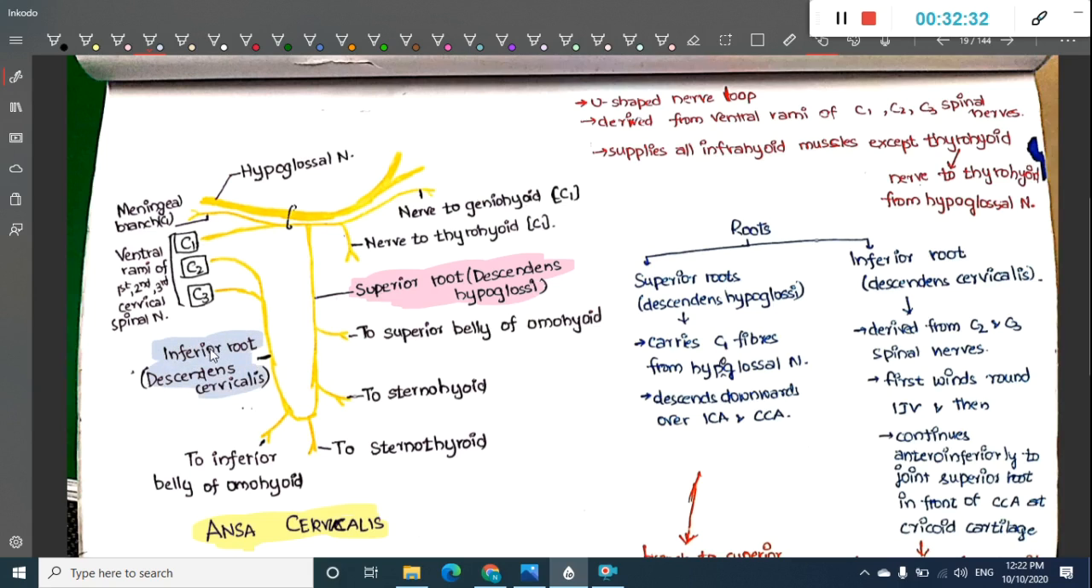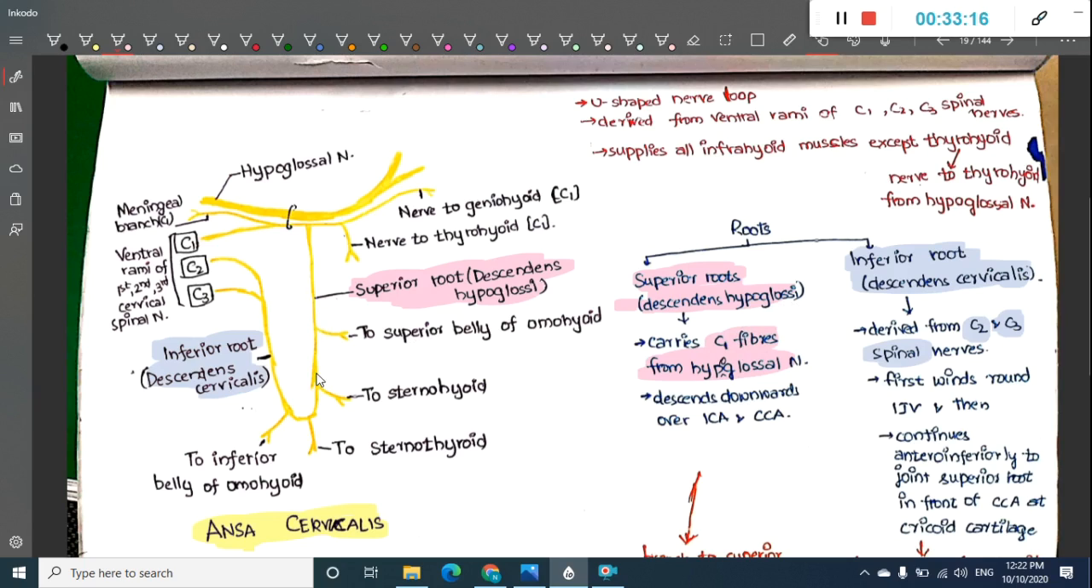Where is this inferior root or descendens cervicalis derived from? If you see, it is derived from C2 and C3. These are the cervical spinal nerves, that is, the ventral rami of cervical spinal nerves C2 and C3 give rise to this inferior root or descendens cervicalis. So it's simple. The inferior root is descendens cervicalis, which is from the C2 and C3 spinal nerves, and we have the superior root, which is descendens hypoglossi. This carries C1 fibers from the hypoglossal nerve. What are these fibers? These are C1 fibers, right? It carries C1 fibers only, but from the hypoglossal nerve. So that is the superior root.